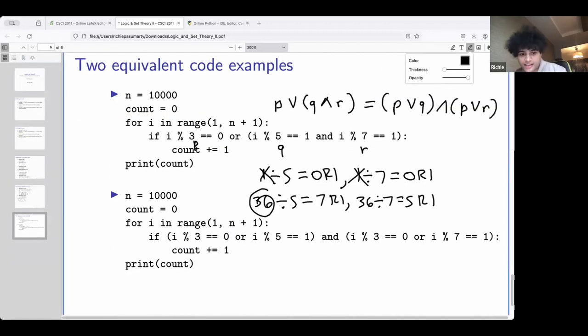And notice that's exactly what we wrote here. This is P, and this one is Q. So we wrote P or Q, and we wrote P or R. So at least according to what I mentioned to you earlier, these should be the same. But maybe you're a little bit skeptical, which is reasonable. So let's just see if they're actually the same or not.